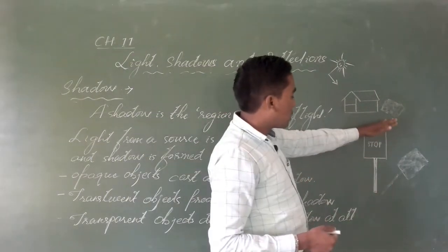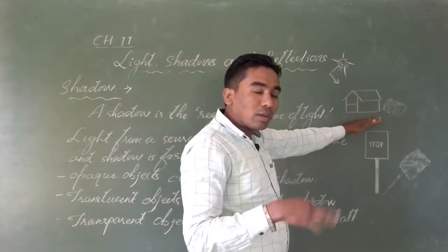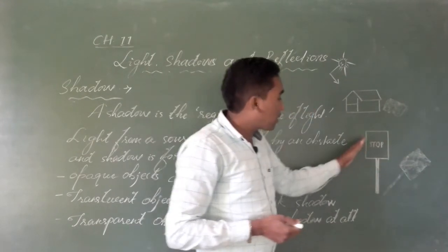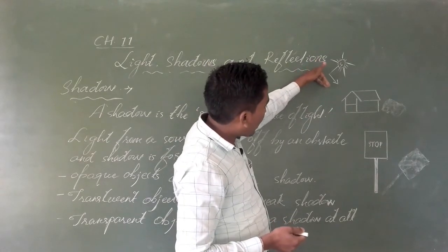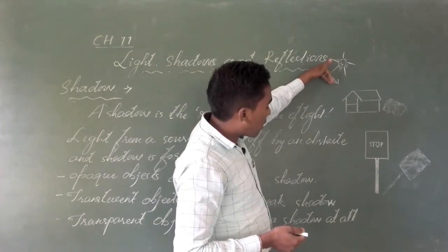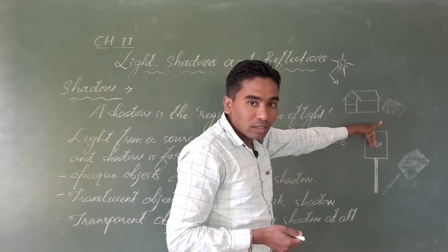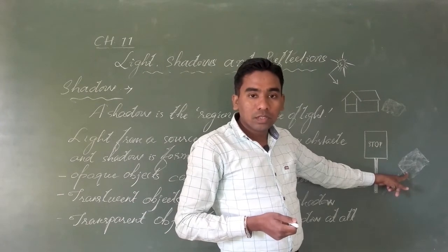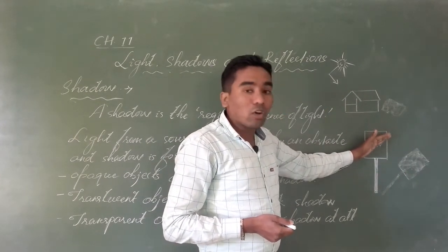Suppose this is a stop mark, which you can find on different roadsides, on a metallic plate. If sunlight is provided from the sun towards this direction, then in the opposite direction a shadow will be formed. Yes or no? It means the light is obstructed by an object.